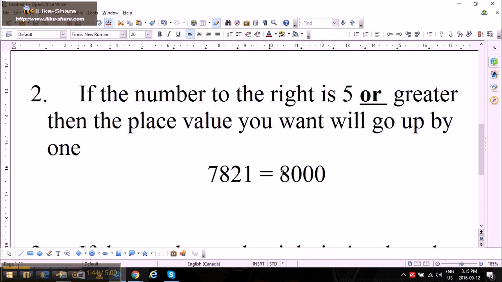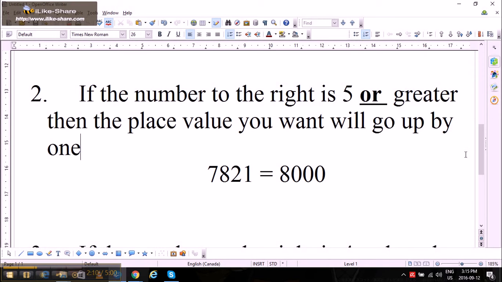So if I round this number to the thousands column, I look and check, yes, this number is 5 or greater. I have to change this one up to the next place value, which is 8. After I do that, I write the amount of zeros as there are place values. So here there's 3 place values after the thousands column, so I write 3 zeros.